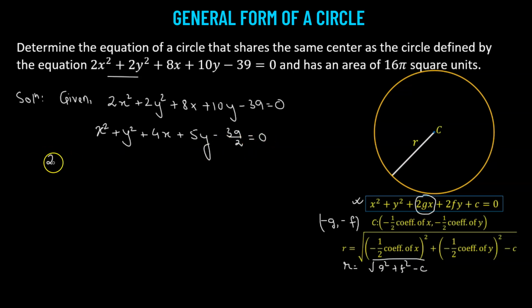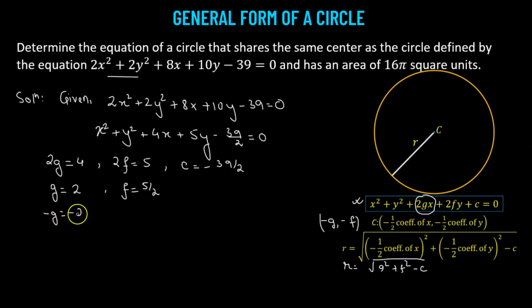Now we can compare it with the general form to find the value of 2g, which equals 4. The value of 2f equals 5, and the value of c is negative 39 over 2. Now let's find the value of g. So g comes out to be positive 2, f comes out to be 5 over 2, and c is as it is. Since we need the value of negative g and negative f, negative g equals negative 2 and negative f equals negative 5 over 2. So now we can define the center: the center of the circle is negative 2 comma negative 5 over 2.